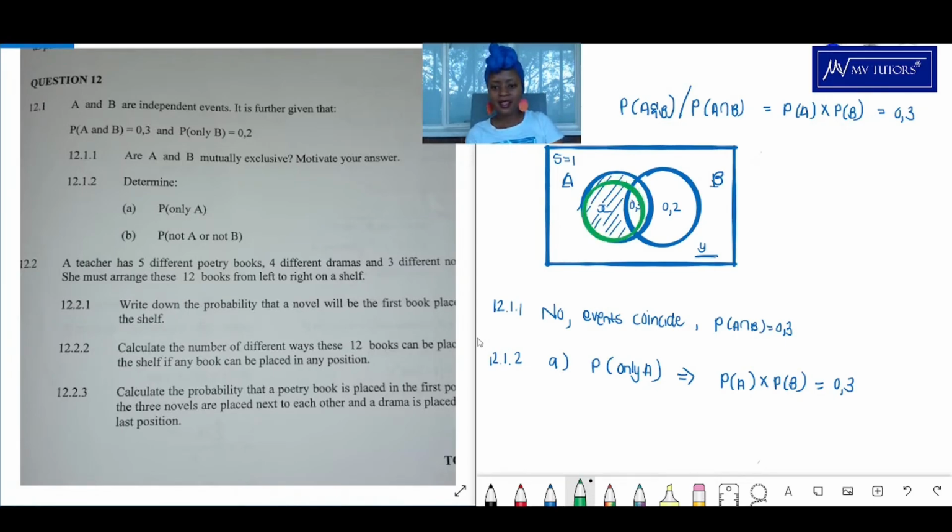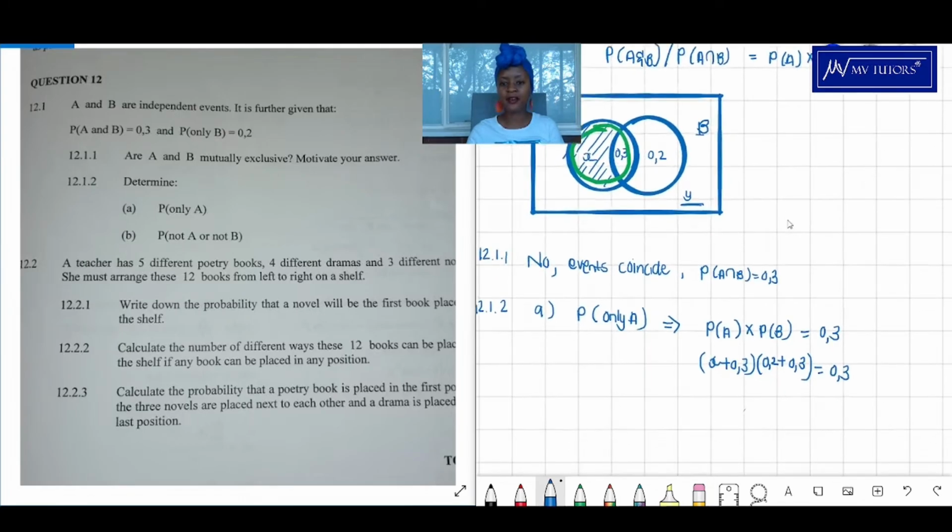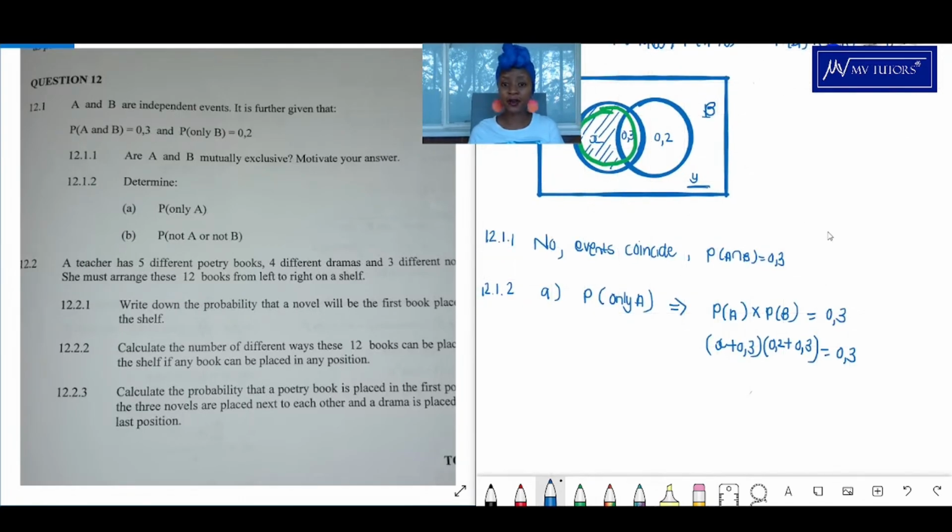Okay, so all of A is X plus 0.3. And then if I were to look at the probability of B, that's basically all of B. That'll be 0.2 plus 0.3, and all of that, when it intersects, it's 0.3. So now we're just left with solving for X, which is indicative of the probability of only A.